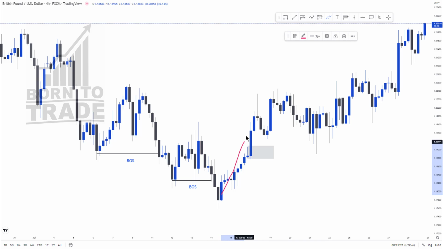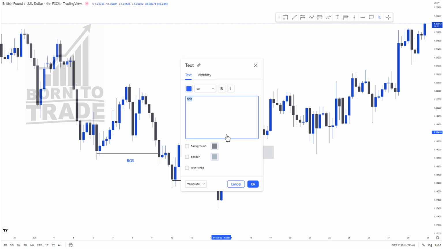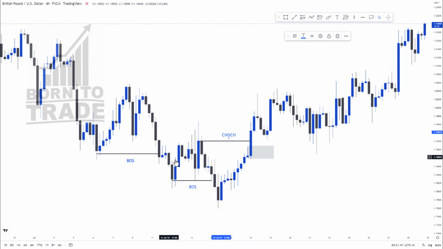We got a break above this lower high, which gives us a change of character. When you get this change of character, what will you be looking for? You start looking for your demand zone. Remember, when price was in a downtrend, you looked for your supply zones, and now price gave you a change of character. What do you look for? You look for your demand zone.